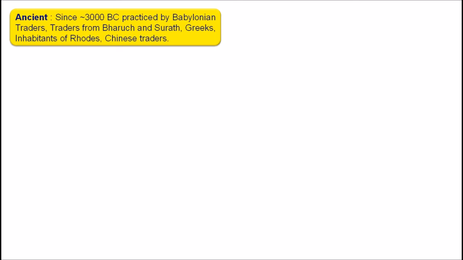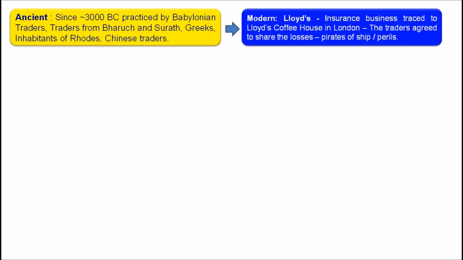If something happens to one ship, the loss of the trader is only one packet. That is how they used to follow this technique to overcome losses. But what is the modern history? This is very important, friends.